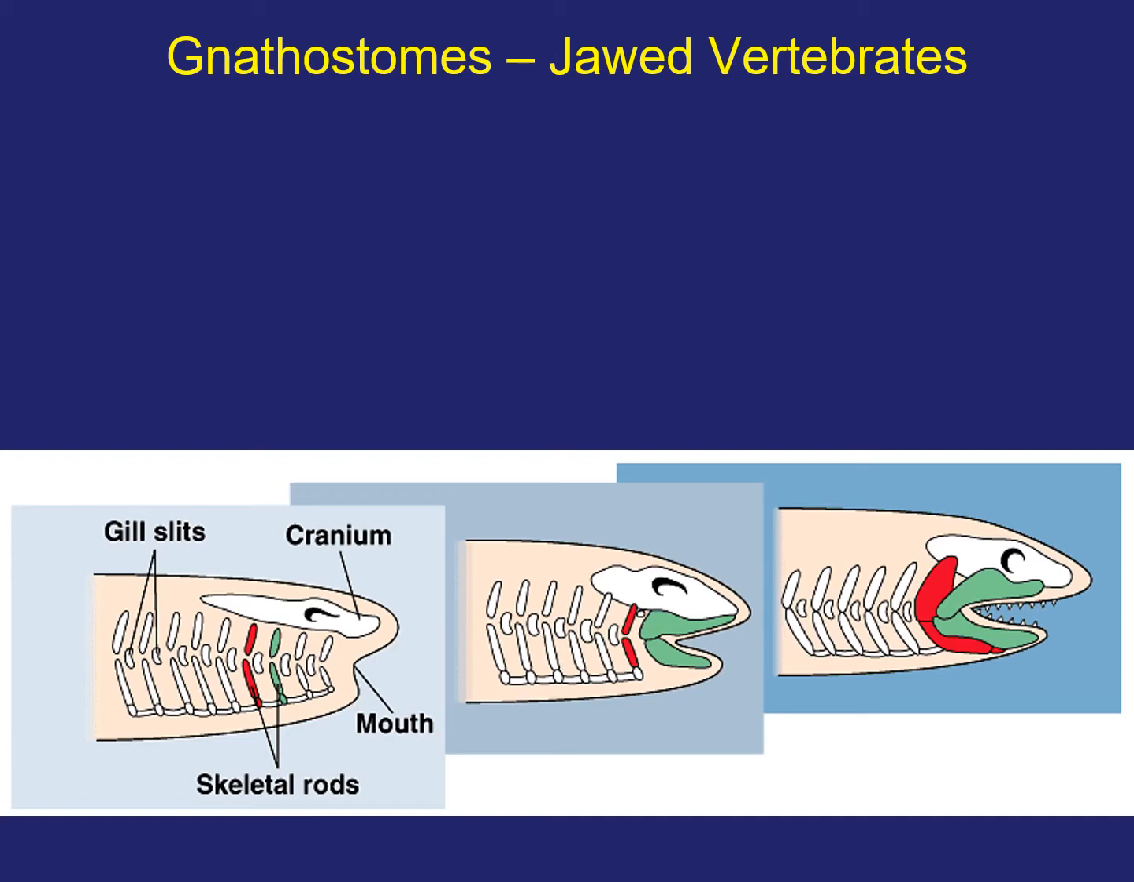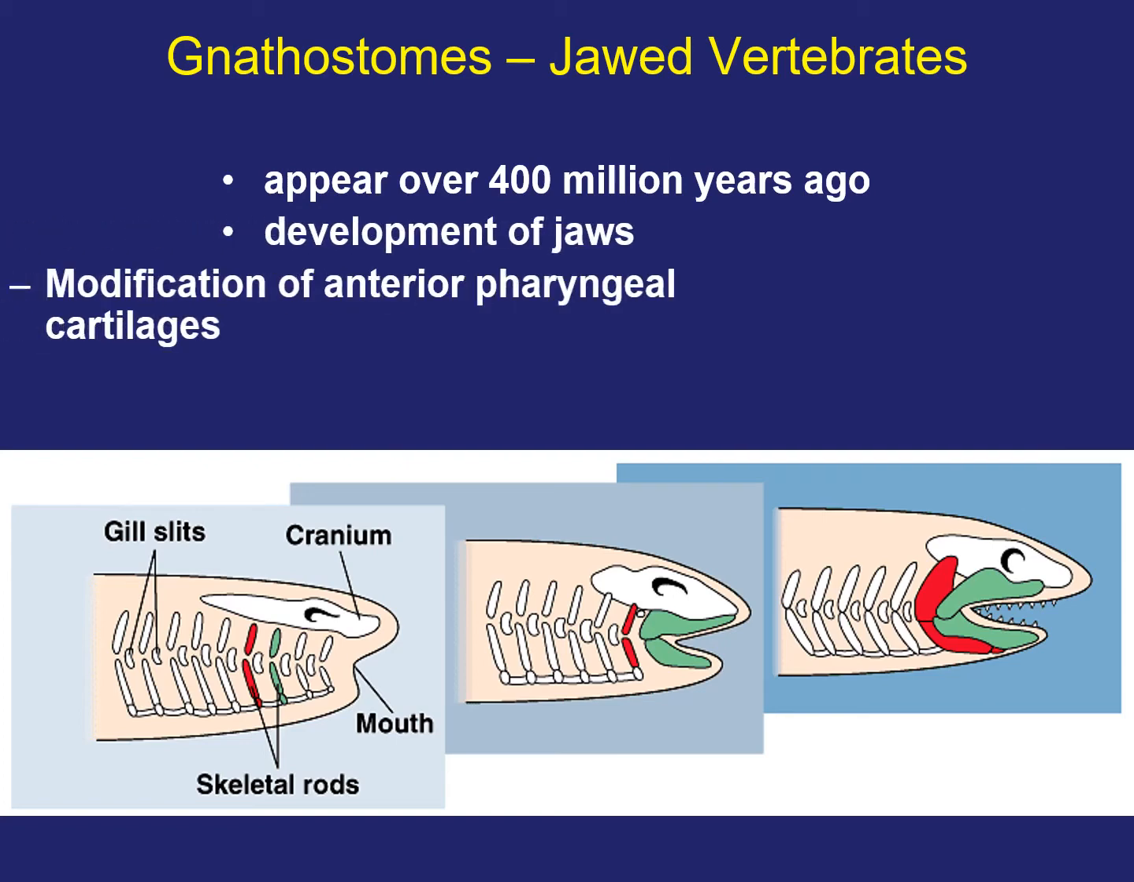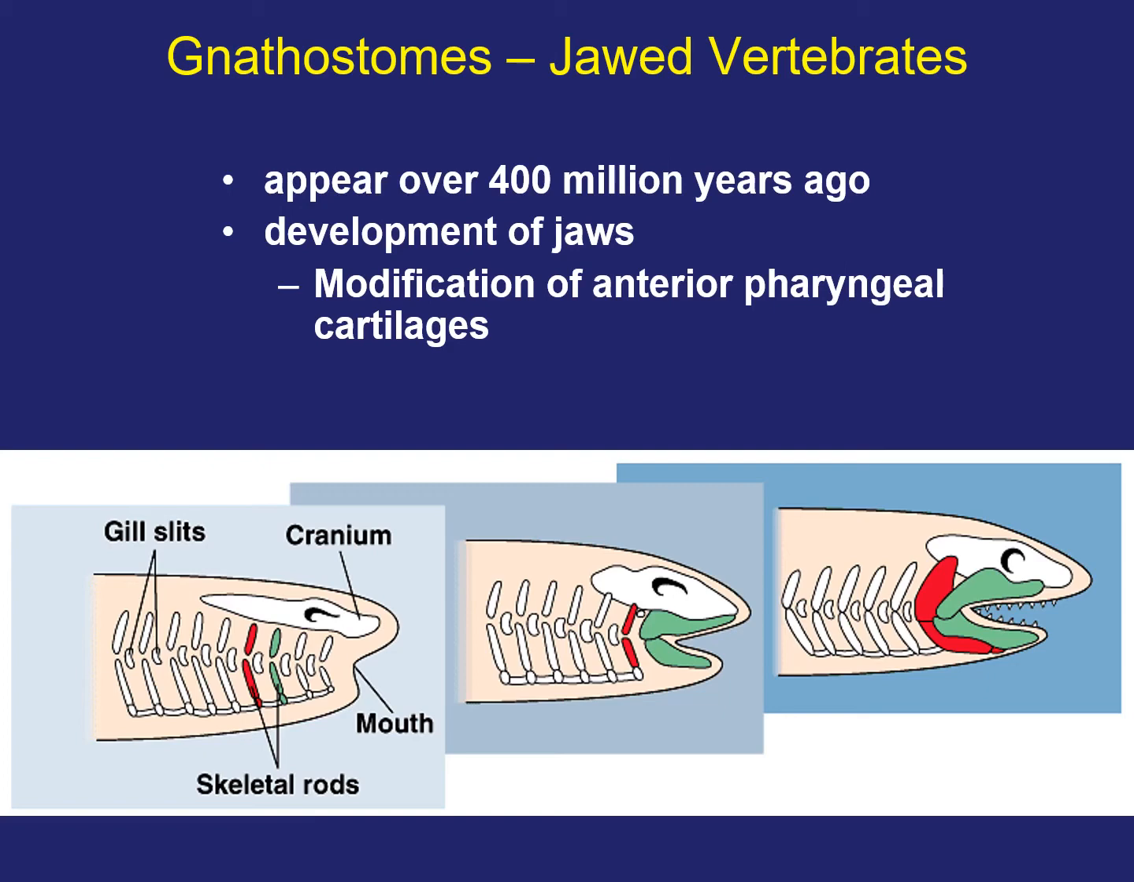And what you're seeing on the right is what we have in sharks. Sharks have this lower jaw that's made up of several pieces, and it hangs underneath the cranium. So the cranium developed first, and then the cartilages that would support the gills gave rise to the jaws. So jaws first appeared about 400 million years ago, and it's a modification again of the anterior pharyngeal cartilages, so the cartilages that are closer to the front of the organism. It's not thought to be the first two, actually.